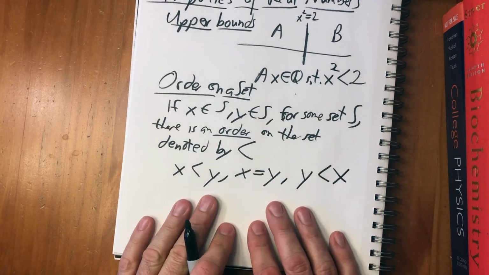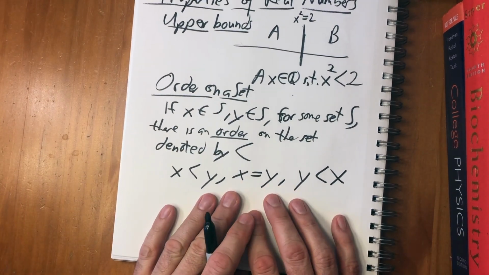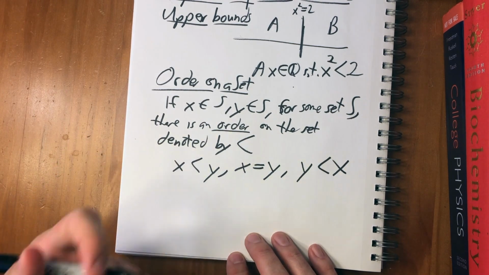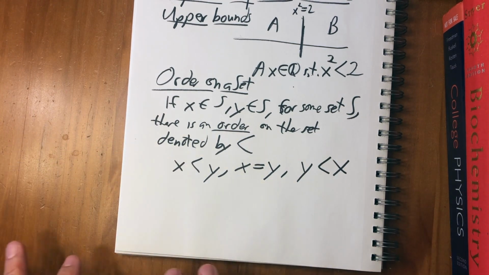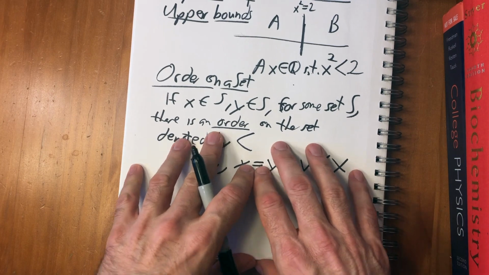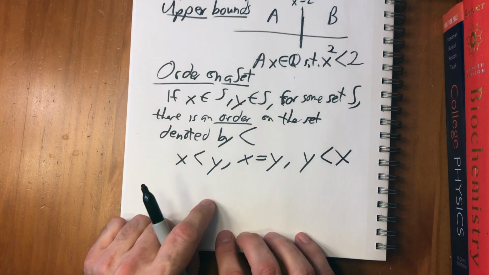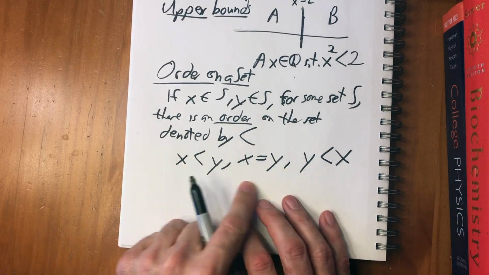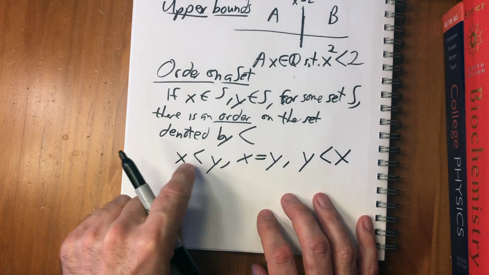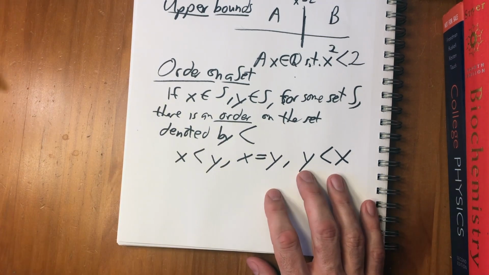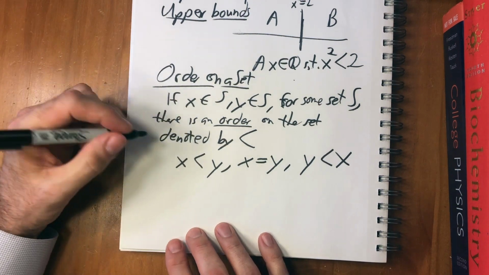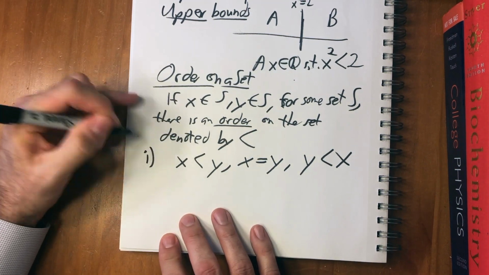So again, this is all what we already know, but we're just defining it abstractly so we can define a set that has the properties that we want. We already know this about regular numbers, that either x is less than y, x equals y, or y is less than x. And this is the first thing that makes an ordered set.